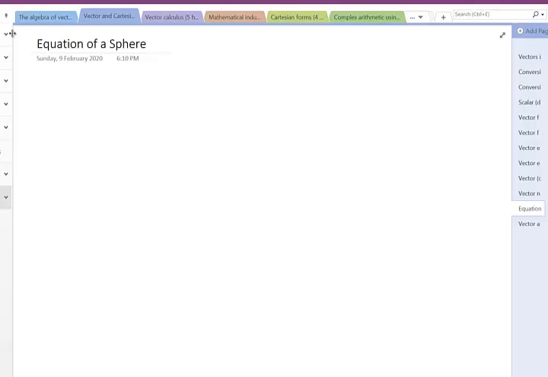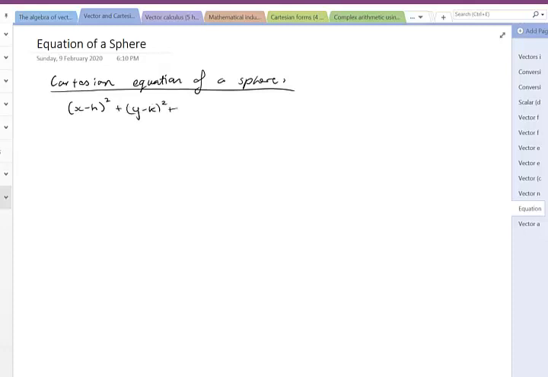In this lesson, we're looking at vector equations of a sphere. So we'll start off by stating a Cartesian equation. The Cartesian equation of a sphere is an extension on the circle, so it's (x - h) all squared, (y - k) all squared, and then (z - l) all squared is equal to r squared.